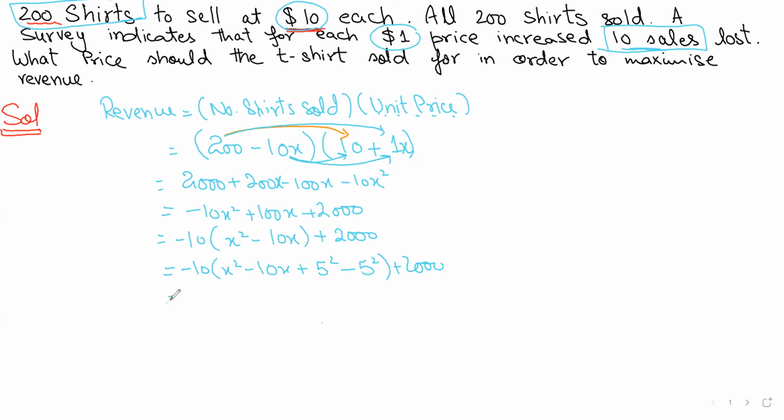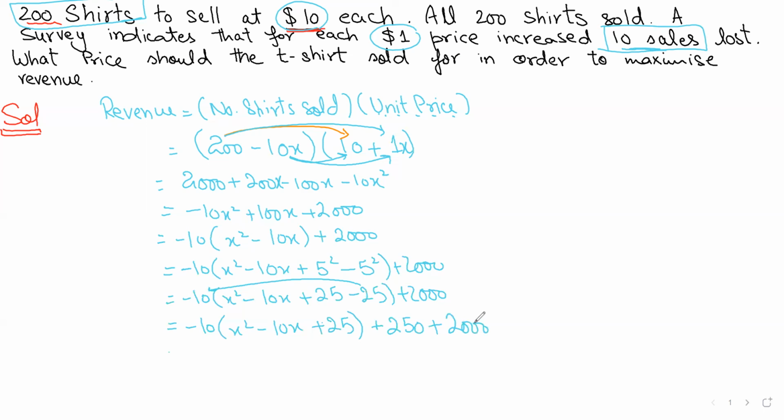Now I have to first of all expand it, so that will make it easy to understand. 5 squared means 25. Now I need to pull the negative 25 outside the bracket. So in order to solve it, I'm going to write positive 25 inside. And when I pull negative 25 outside, I have to multiply it with this negative 10, so it will make it positive 250. So when I add it to 2000, it will become negative 10 times x squared minus 10x plus 25, plus 2250.